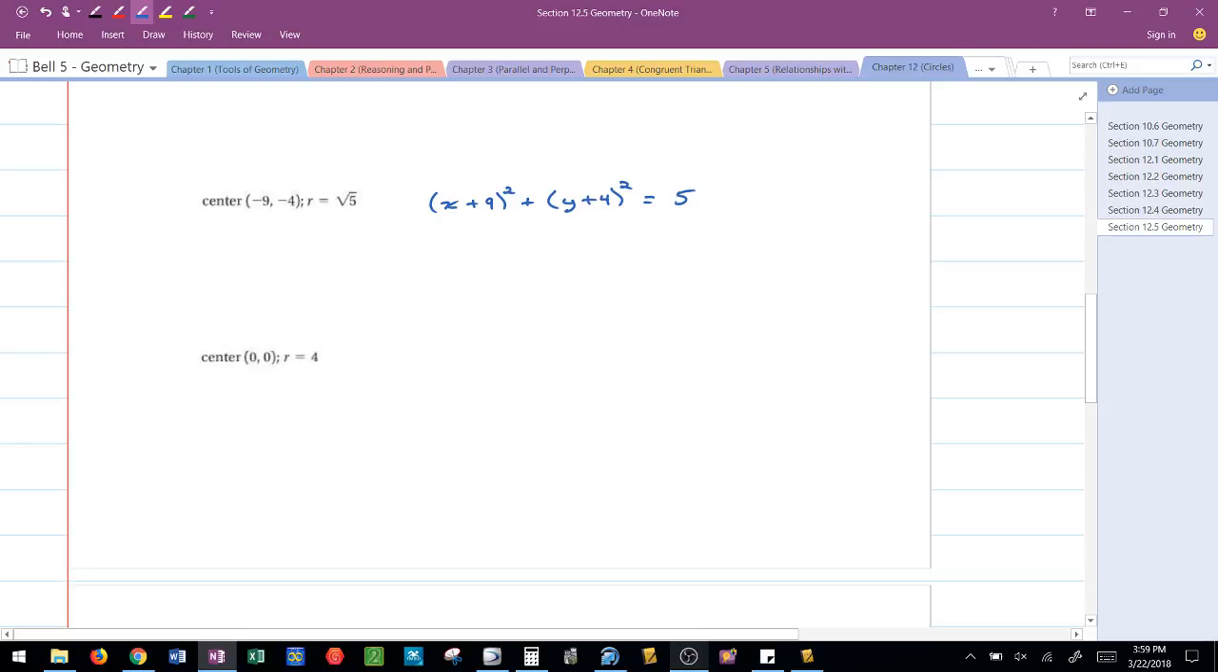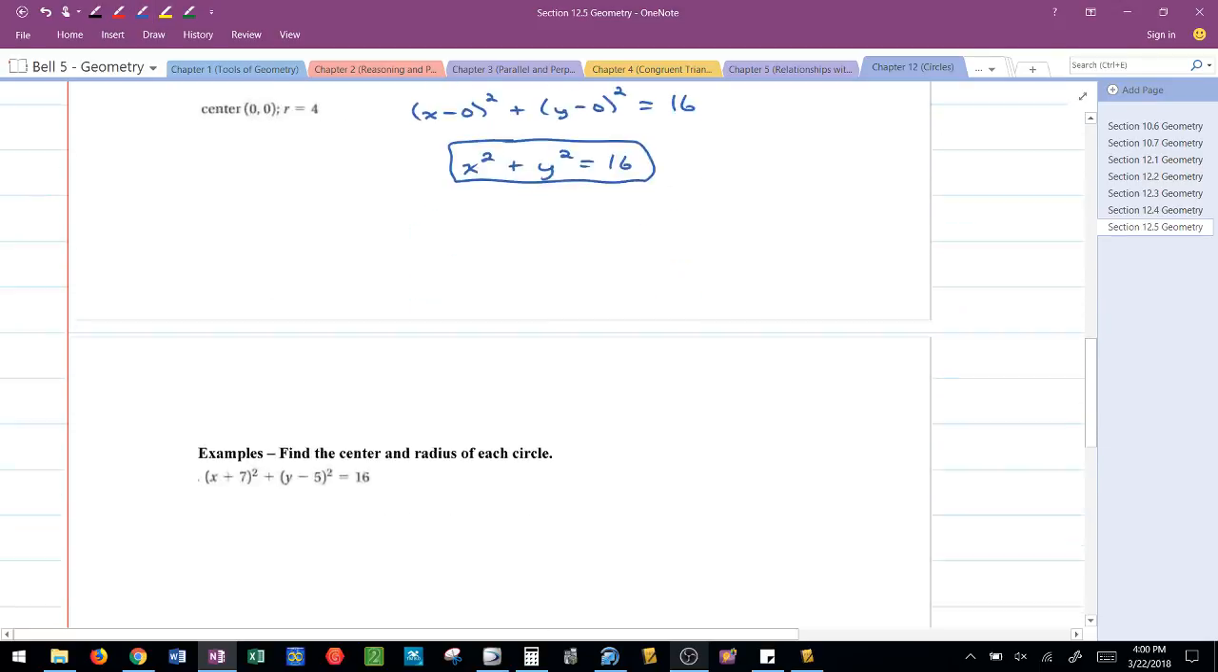All right? The last one here, we've got (x minus 0) squared plus (y minus 0) squared equals 4 squared, which would be 16. Now, you will rarely see an equation of a circle whose center is at 0, 0 written like this. Instead, they would write this as x squared plus y squared equals 16. So notice when you see x squared plus y squared, realize that they're saying x minus 0 and y minus 0. Okay? Pretty simple here.